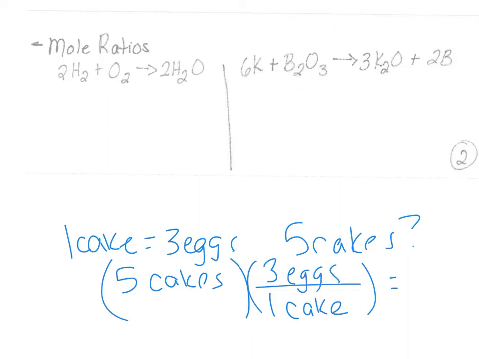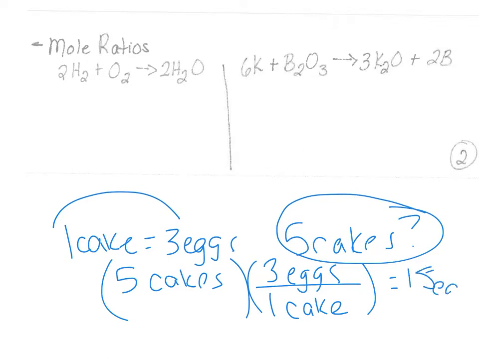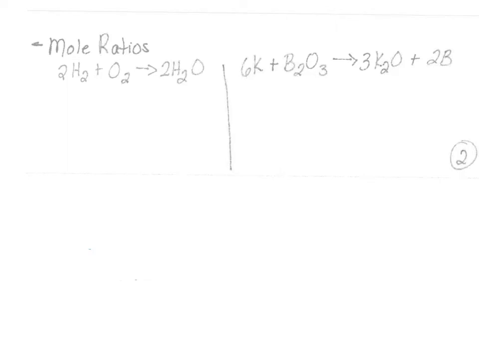Well, for every 1 cake I make, I need 3 eggs. And what I've done here is I've multiplied what I want by my ratio. This is a 1 cake to 3 egg ratio. So 5 times 3 is 15, so obviously I'm going to need 15 eggs. Mole ratio is no more difficult than this. It's setting it up right so that you can get the proper mole that you need. Let's just look at our first problem.